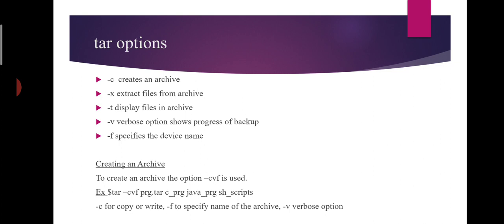Let us see the general syntax of using the tar command for creating an archive. An archive can be created by using the -cvf option. For example, I have shown here tar -cvf prg.tar cprg javaprg shscripts. Here -c represents create or write, -f specifies the name of the archive, and -v represents the verbose option.